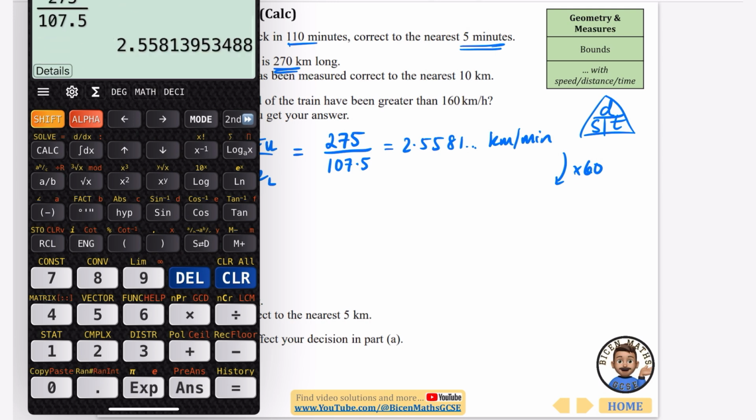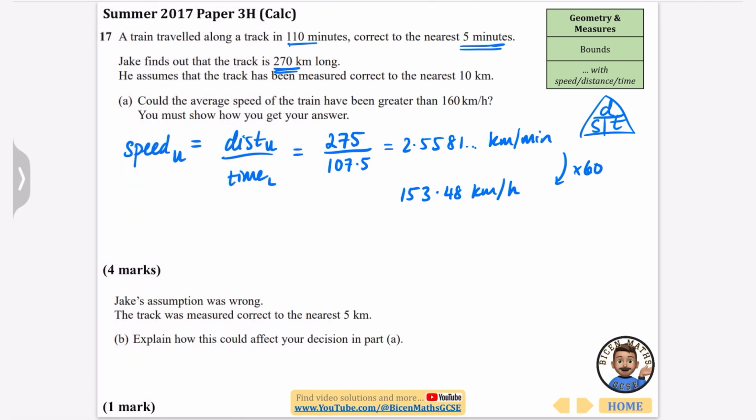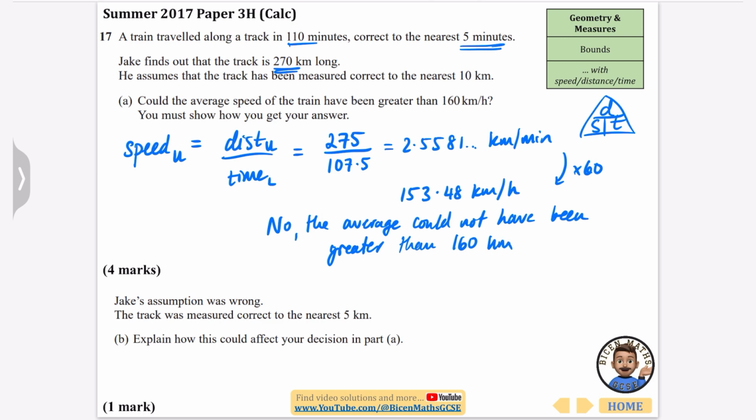So here is what I've got. I'm going to times that by 60, and we get 153.48 kilometres per hour. So it said, could the average speed have been greater than this? No, the average could not have been greater. It can't have been greater than 160 because it can't have been greater than 153.48.